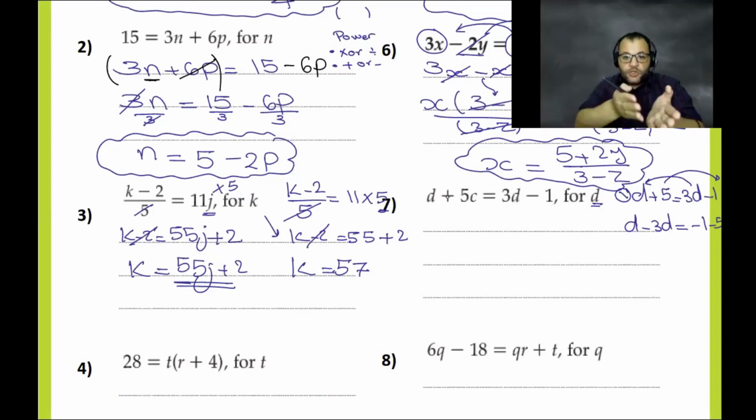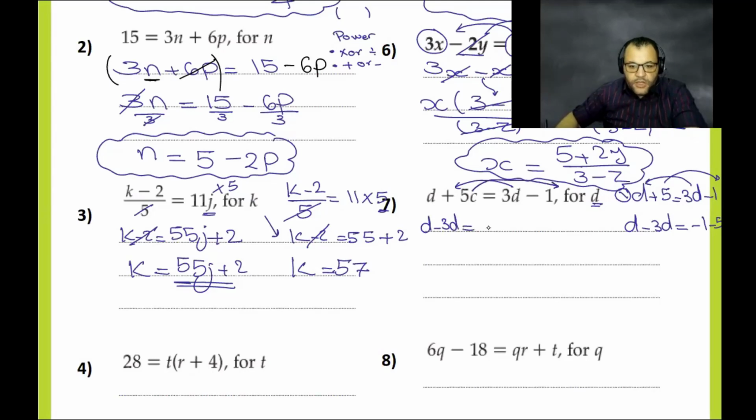To know that there is no difference between solving it. If you can solve the equation, you will understand this lesson. If you didn't study solving equations, you will not solve this one. How do we solve this one? Shifting D to the other side, so D minus 3D. Minus 3D, I will shift also. So it will be negative 1 minus 5C.